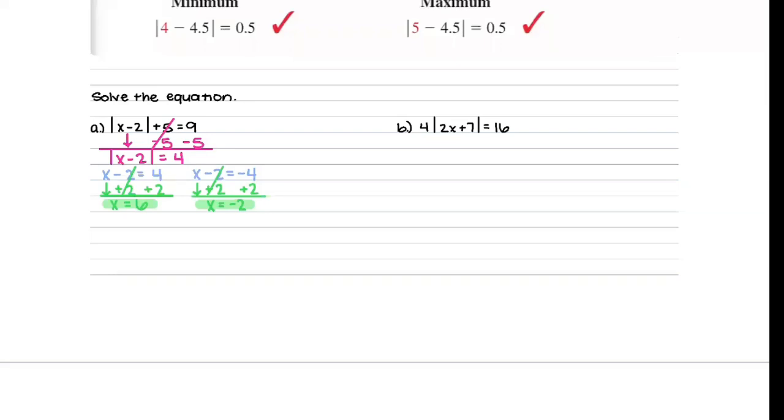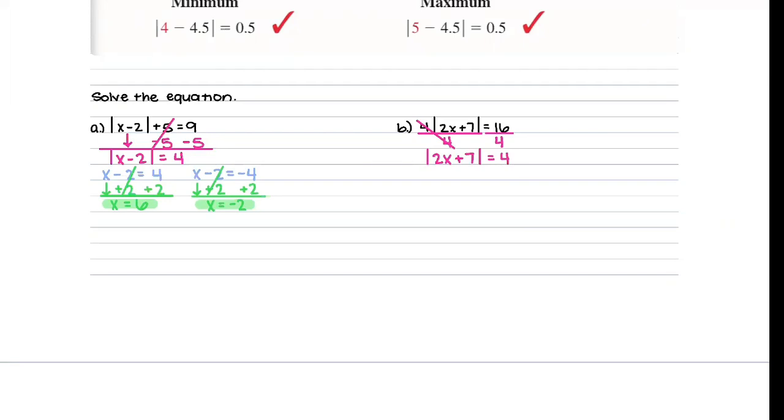For B, we have 4 times the absolute value of 2x plus 7 is equal to 16. So again, we're going to isolate that absolute value. We're going to divide each side by the 4. The 4's cancel out. We're left with the absolute value of 2x plus 7 is equal to 4. The absolute value is by itself. It's equal to a positive number.